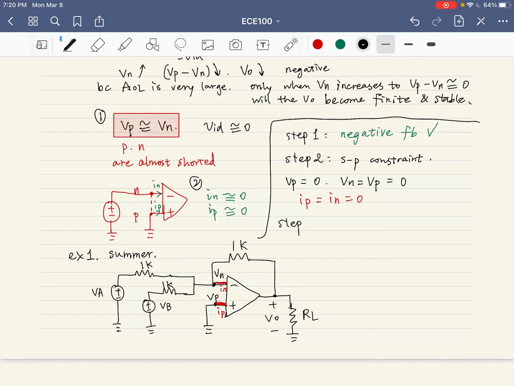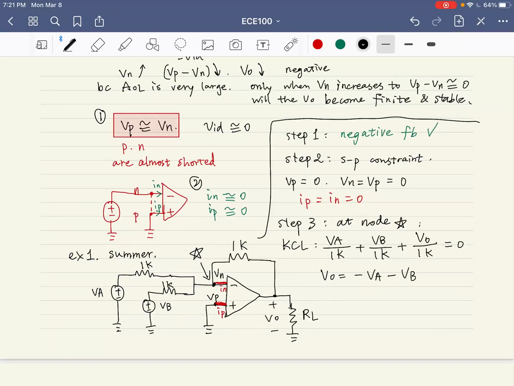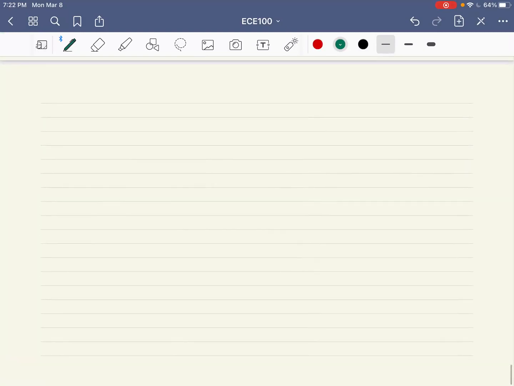Next, step 3. We can do the circuit analysis based on step 2. For example, at node star, we can write the KCL equation, which is VA over 1K plus VB over 1K plus V output over 1K equals 0, right? And if we write the output voltage in terms of the input voltage, we will have VO equals minus VA minus VB, right? So the function of this circuit is to take the sum of VA and VB and flip it. Interesting? Congratulations, you're able to analyze a circuit with the summing point constraint.